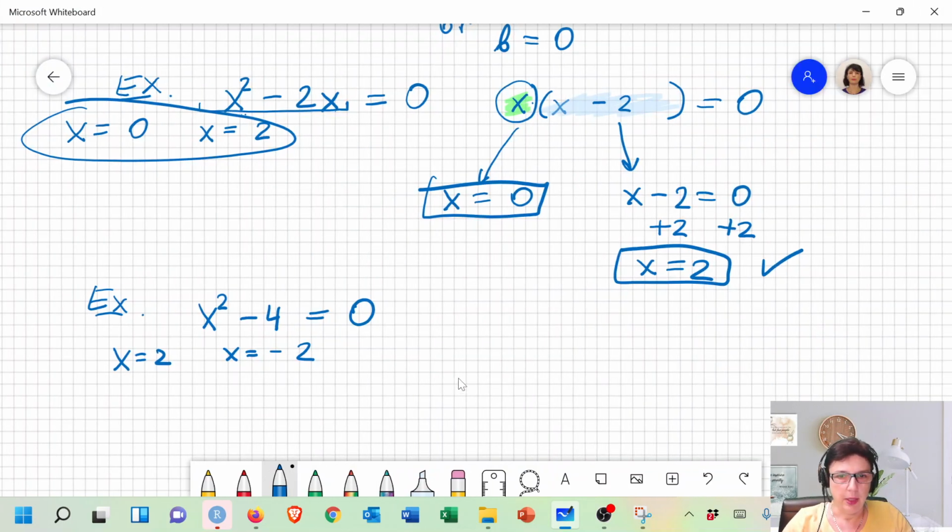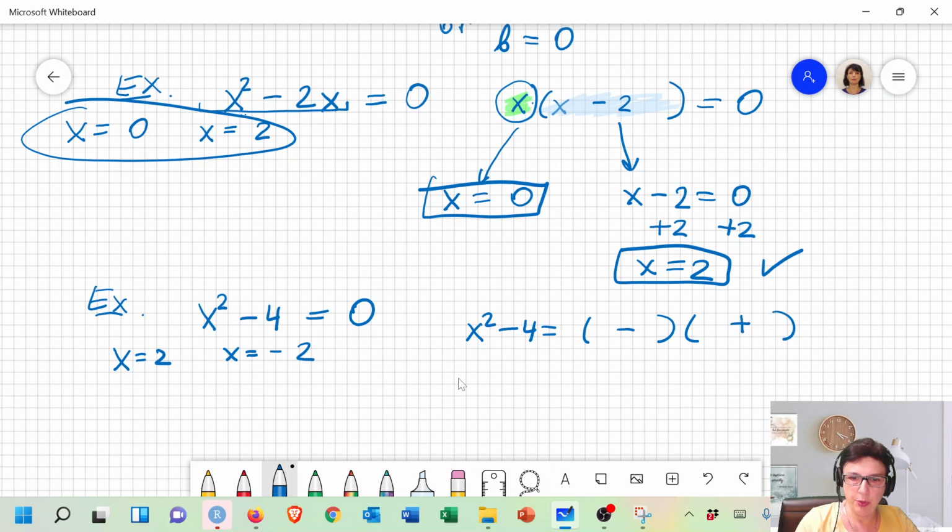But how about we check it using the zero factor property? Well, we've got a difference of squares, and a difference of squares can be factored. Remember, it's like a minus b, a plus b. So x squared is the square of what? That would be x. 4 is the square of what? That would be 2. So I've got x minus 2 times x plus 2.